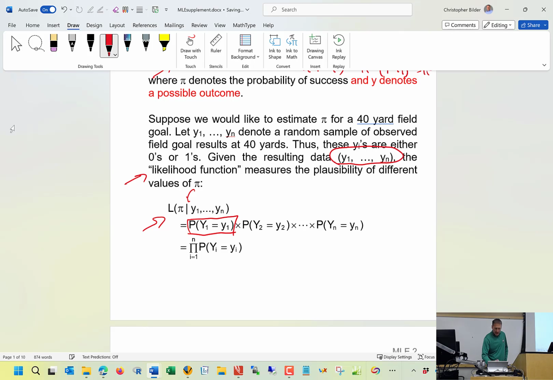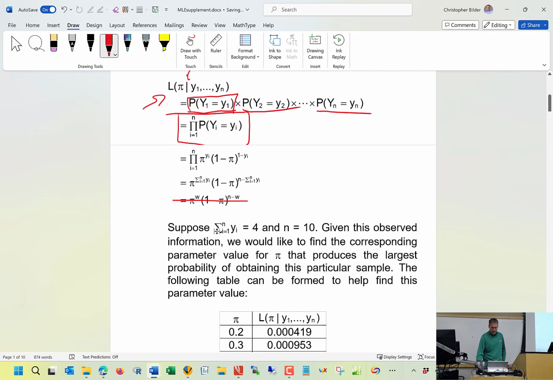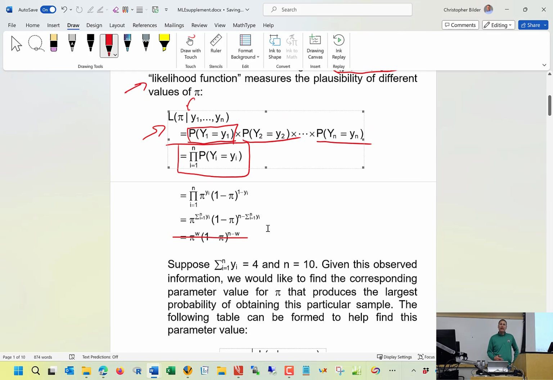The probability that Y1, capital Y1, which represents what happens on my first field goal, is equal to either 0 or 1, times the same thing for the second field goal, times all the way up to the nth field goal. And so I could write this more compactly in product notation, where I take the product from i equal 1 to n of the probability that capital Y sub i is equal to little y sub i. Then we can plug in our Bernoulli probability distribution there. It's the distribution that we had before, the only difference is now it's for y sub i instead of just y in general.